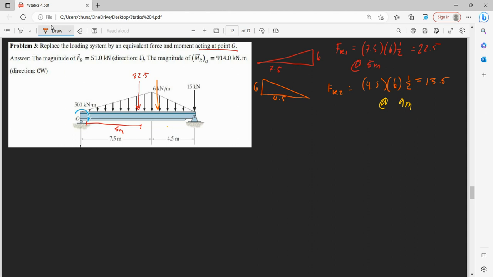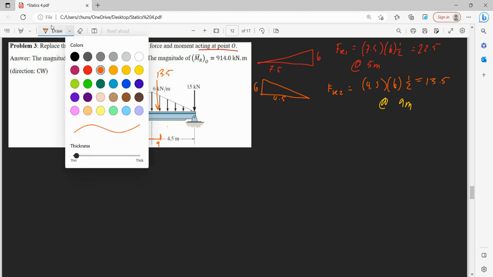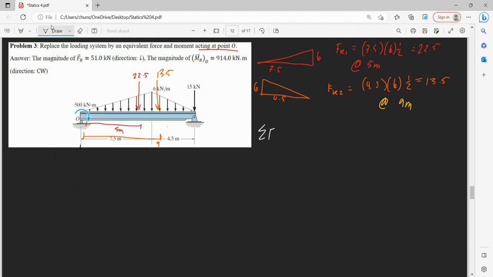And we have at 9 meters, this is 13.5. So if we add all of our forces together, we only have them in the y direction. So then this is equal to negative 22.5 minus 13.5 minus 15. And this is negative 51 kilonewtons in our downward direction.